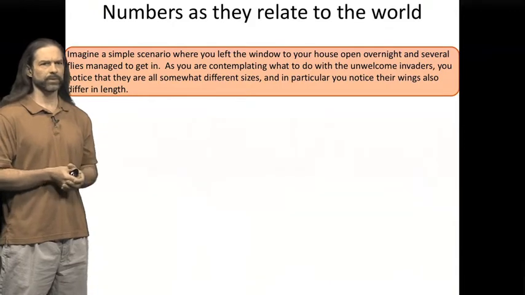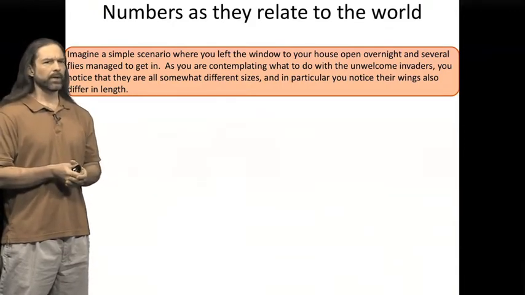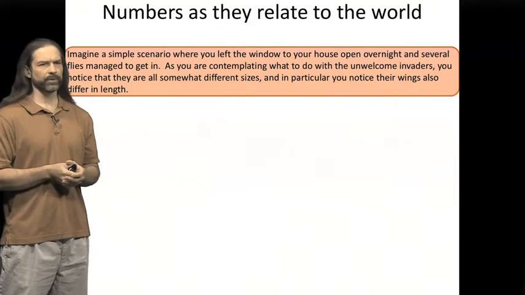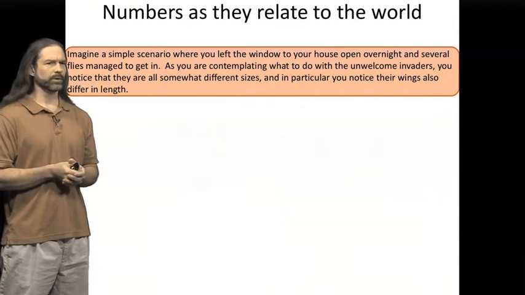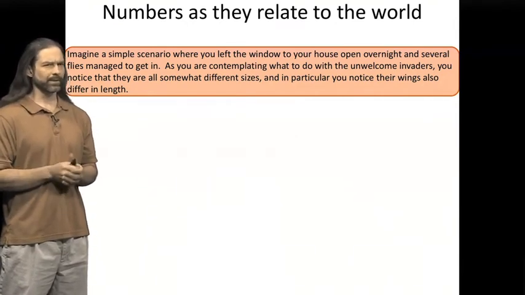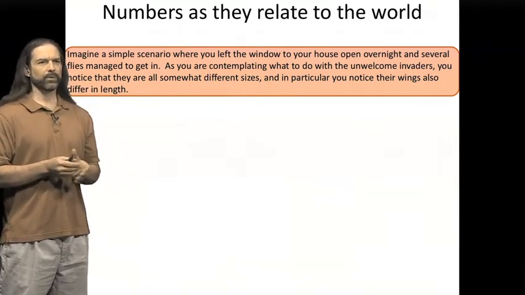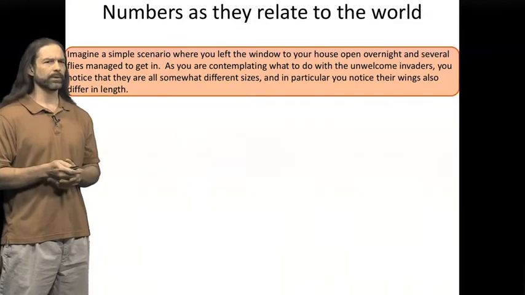So imagine a situation where you left your window to your house open, several flies managed to get in, you're deciding what to do with them, you think that you're going to shoo them out of the house, but as you're trying to do that, you notice that they're all a bit different in size, and more importantly, you notice that their wing lengths are slightly different in size. So instead of just shooing them out, you decide that you're a bit curious and you start to measure the lengths of their wings. That's what you actually want to do.